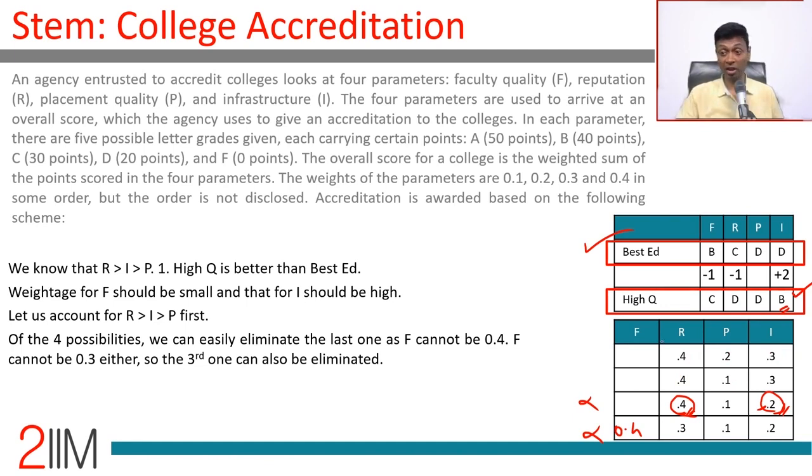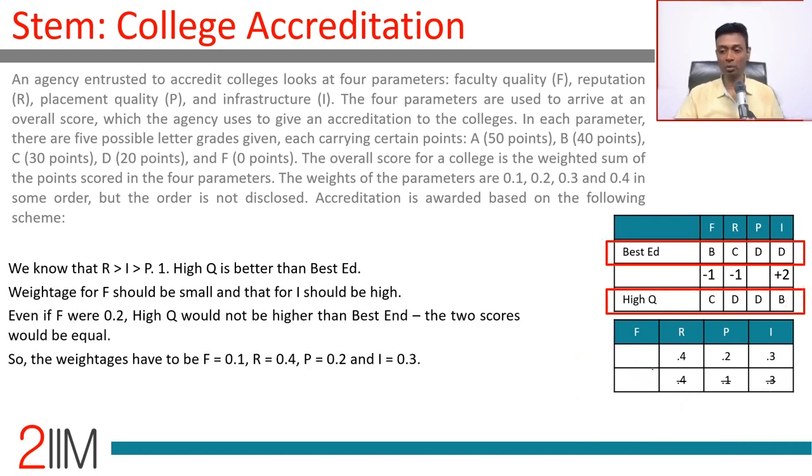Even here, if F were 0.1 or 0.2, if you think about this sequence where F is 0.2, R is 0.4, F and R add up to 0.6, I and I add up to 0.6. So the impact of best ed doing better in 2 grades will be equal to the impact high Q has by doing better in 1 grade, in 1 parameter, I. So even this won't work, or the only thing that works is this.